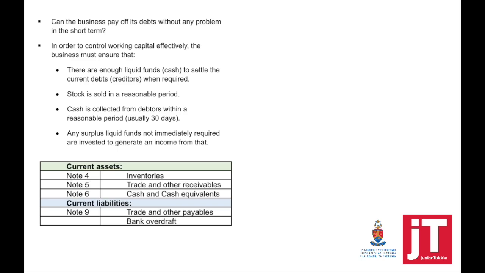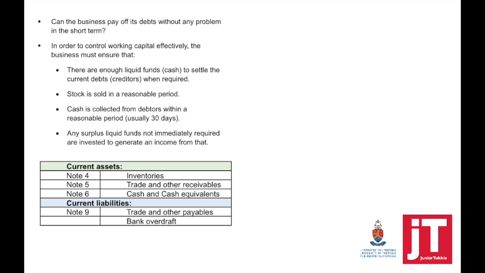Stock is sold in a reasonable period. Cash is collected from debtors within a reasonable period, and that's normally 30 days. Any surplus liquid funds not immediately required, we need to invest that, because if we invest that, we can generate an additional income from that.